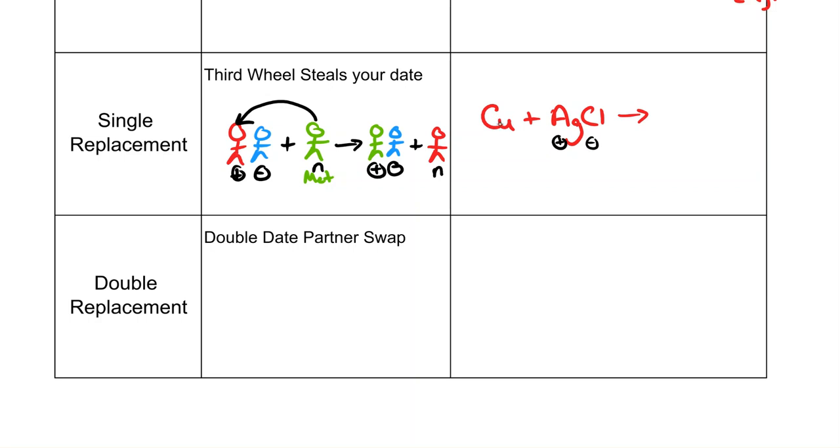Now this copper, it can be a positive charge. I'm not saying it is right now because it's neutral. It's got no charge. It's an element, okay? But it can become a positive charge.